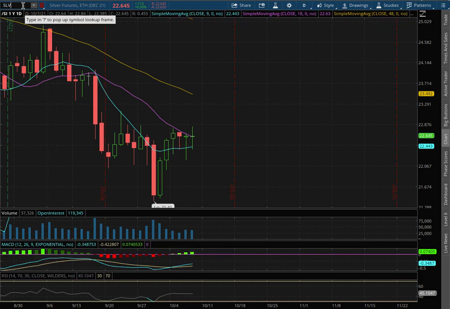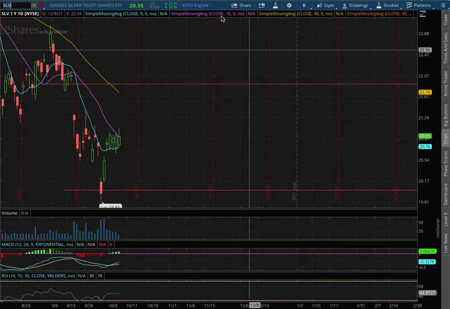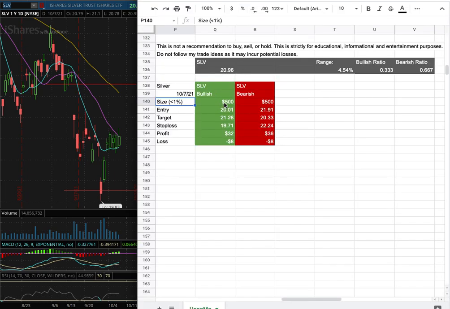As with the trade idea, I'll be trading SLV, and my position size for it is less than 1% of my portfolio. My long entry is at $20.01, and that is this range here. My sell target is at $21.28. My stop loss is at $19.71.